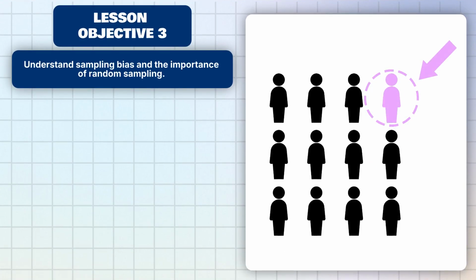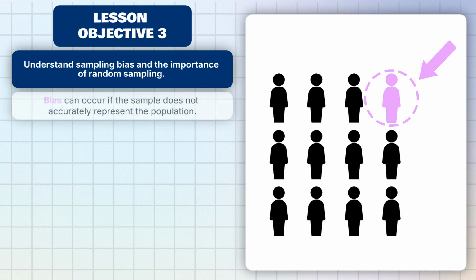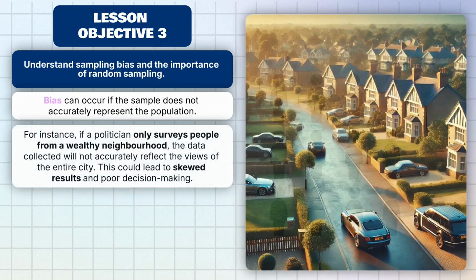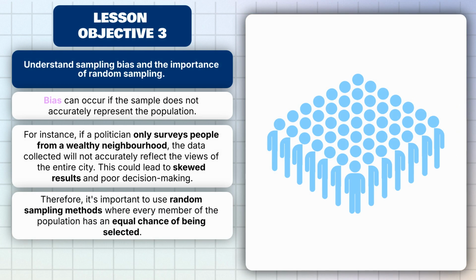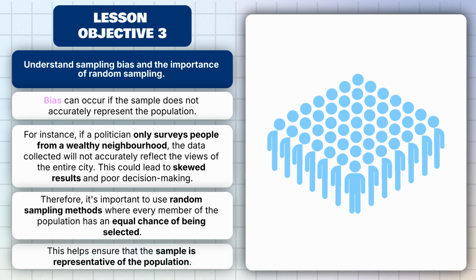Now, it's crucial to discuss the importance of choosing a good sampling method to avoid biased data. Bias can occur if the sample does not accurately represent the population. For instance, if a politician only surveys people from a wealthy neighborhood, the data collected will not accurately reflect the views of the entire city. This could lead to skewed results and poor decision-making. Therefore, it's important to use random sampling methods where every member of the population has an equal chance of being selected. This helps ensure that the sample is representative of the population, leading to more reliable and valid results.